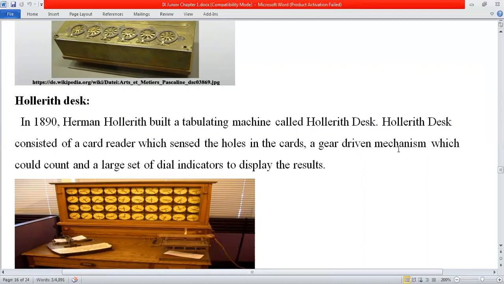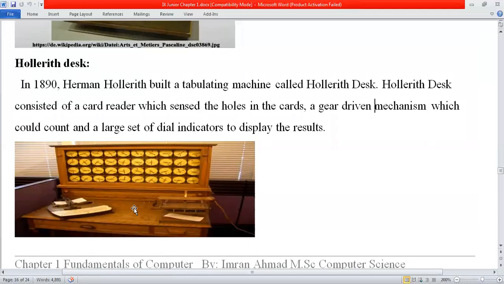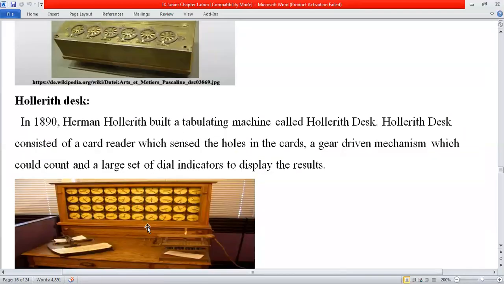It had a gear-driven mechanism. Gears in a car work the same way: at the speed of 20 it is first gear, when it increases from 20 to 30 it is second gear, 30 to 80 third gear, and above 80 fourth gear, and so on. So they work under this condition, a gear-driven mechanism which could count. And a large set of digital indicators to display the result. With the help of this, they can perform the calculation. So this is a very complicated machine, the Hollerith desk. Watch over here, this is the Hollerith desk.